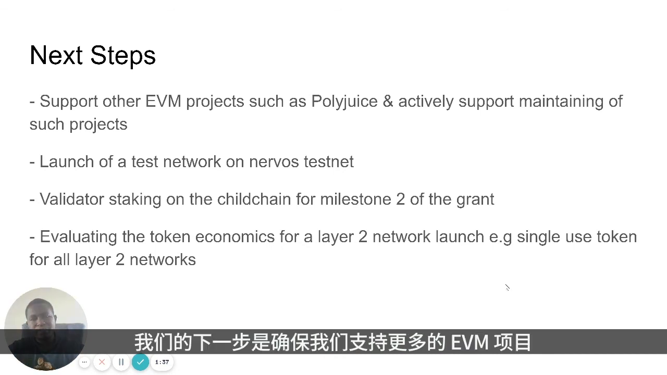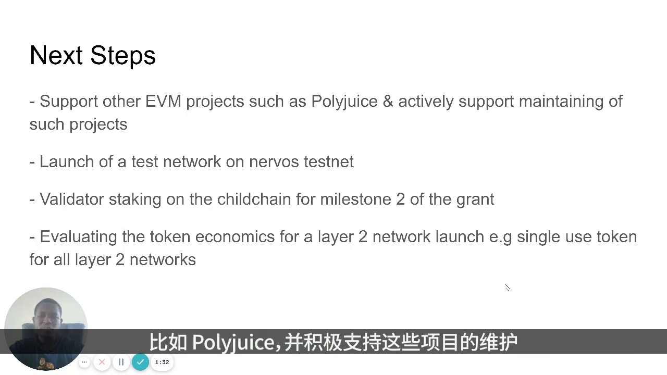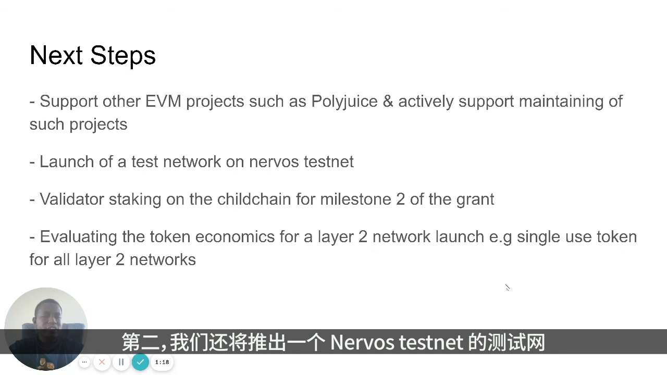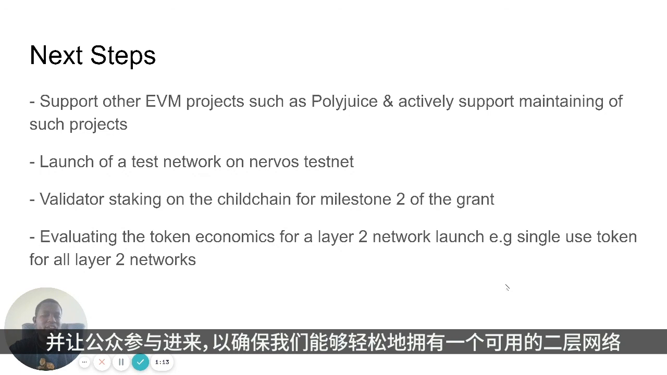So what are next steps? Our next steps are to ensure we support more EVM projects such as Polyjuice and actively support maintaining of such projects. This will ensure that moving forward, the sidechain framework will have stability in the dependent EVM chain used. Secondly, we'll also be looking to launch a test network on Nervos testnet and have public participation in this to ensure that we can easily have a readily available layer 2 network.